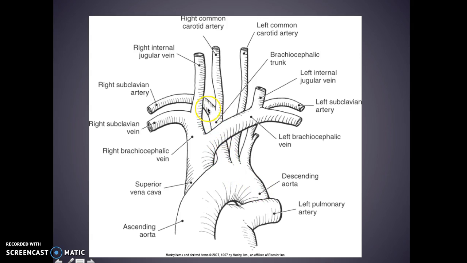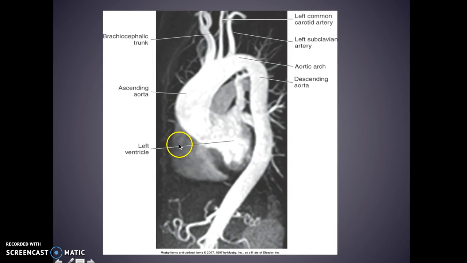Coming up off, we have your brachiocephalic trunk to your right subclavian, to your right common carotid. The next one over is your left common carotid, and then you have your left subclavian. In the venous system, you have your left pulmonary artery coming down, and you have your right internal jugular with your right subclavian vein coming into your right brachiocephalic vein. So you have your left internal jugular with your left subclavian vein coming into your left brachiocephalic vein into your superior vena cava. This is what we call a candy cane.